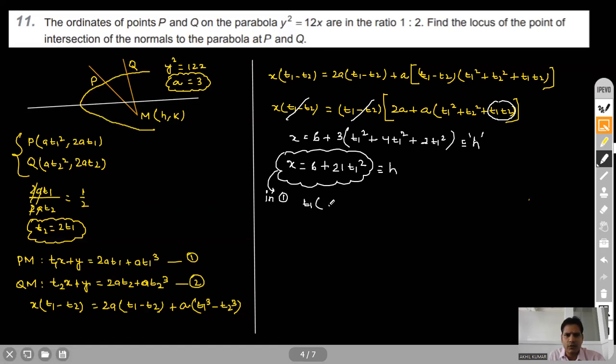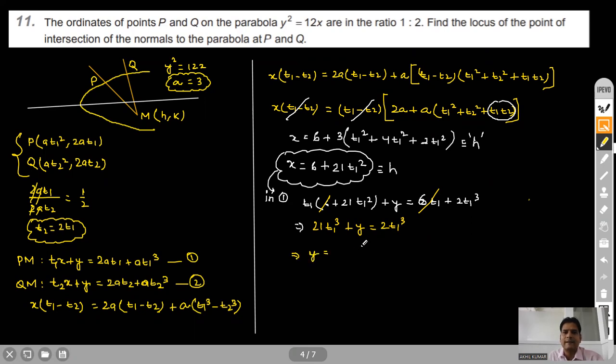What we got: T1 into (6 plus 21 T1 square) plus Y is equal to 2A T1 plus A T1 cube. A is 3, no? So this will be basically 6 T1 and 3 T1 cube. I hope it is clear to all. So this 6 T1, 6 T1 will get cancelled out, and we will be left with 21 T1 cube plus Y is equal to 3 T1 cube.